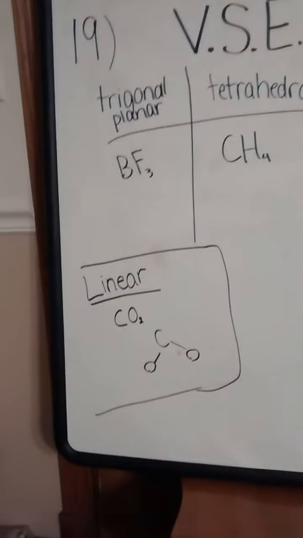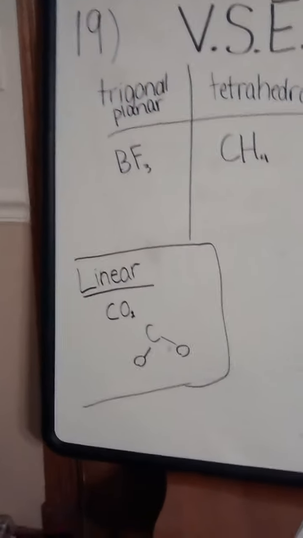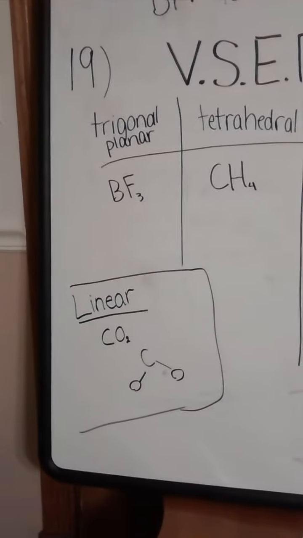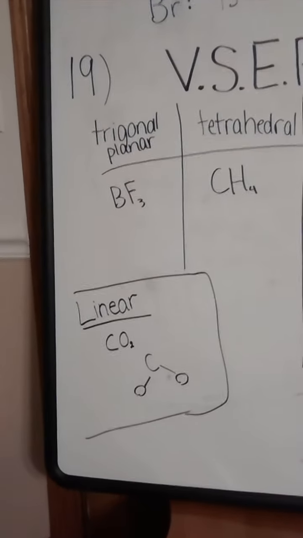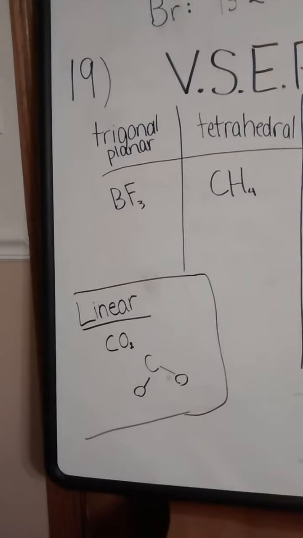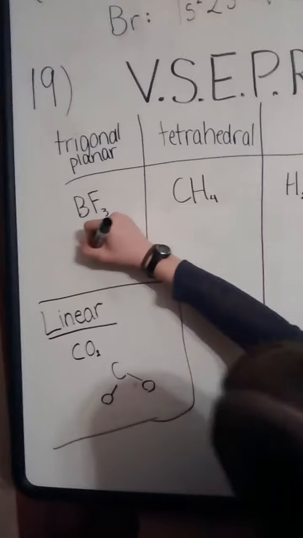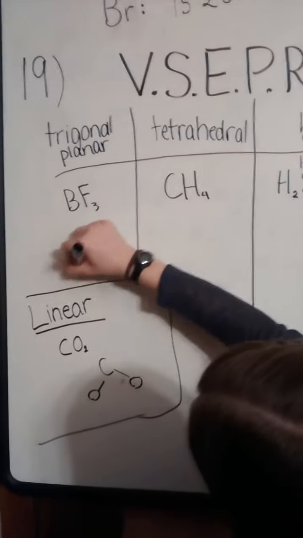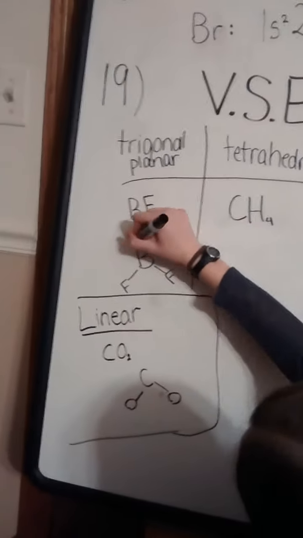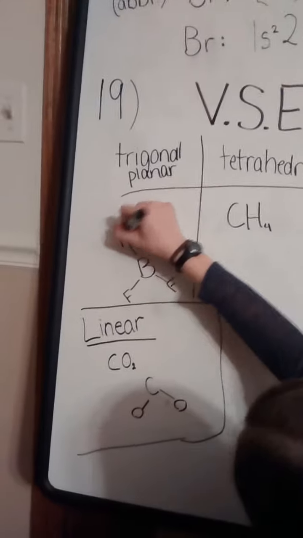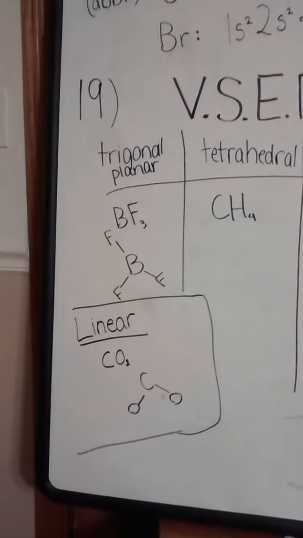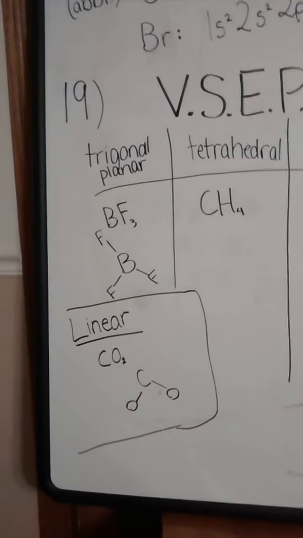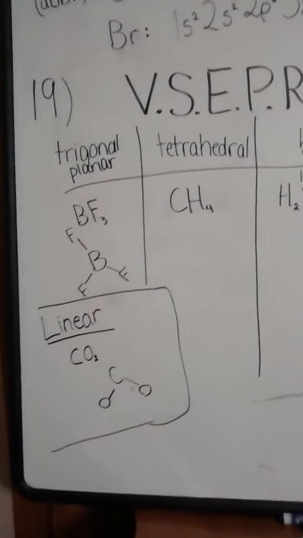And then a trigonal planar compound is going to have 3 bonds. It's going to still just be solid lines, but just 3 of them. So we still have our B, and we still have 3 fluorine coming out around it. And that is trigonal planar.